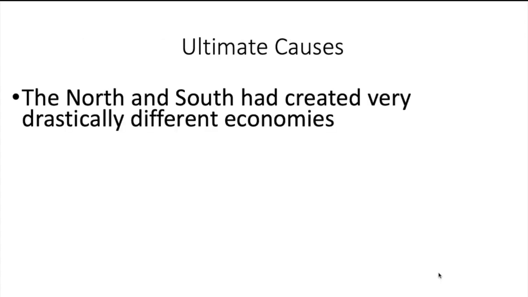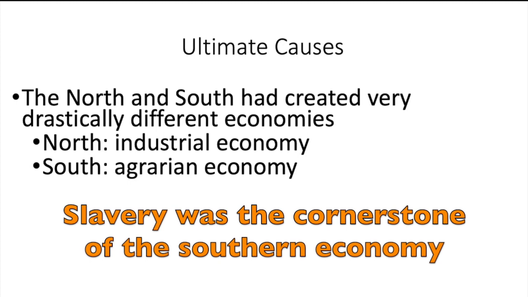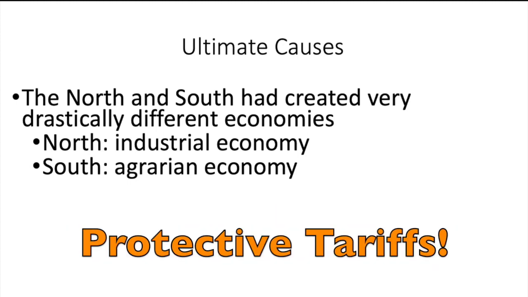The North and the South had created two drastically different economies. The North was focused on manufacturing and the South was an agrarian society, and the two favored differing governmental policies. The cornerstone of the Southern society and economy was slavery. The South was against tariffs because they bought many of their goods from foreign countries. The North favored tariffs because it protected their industry.